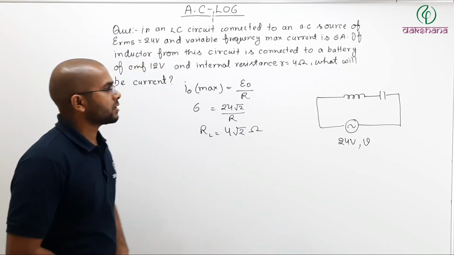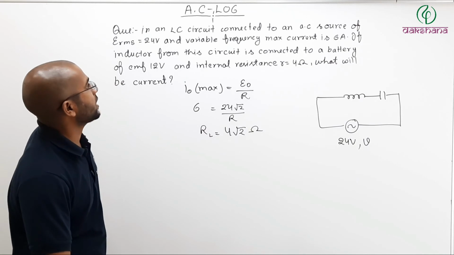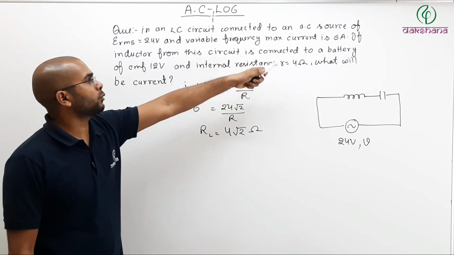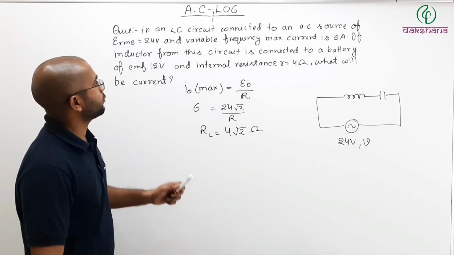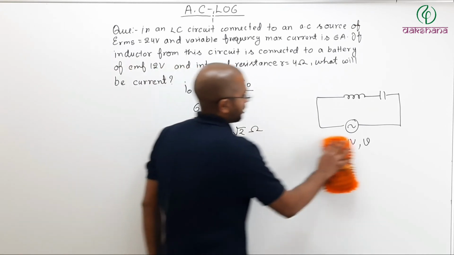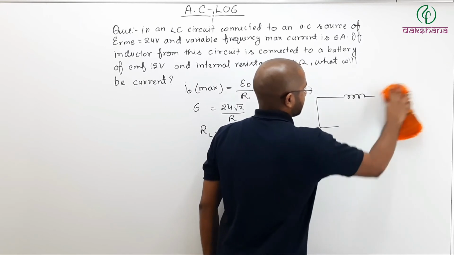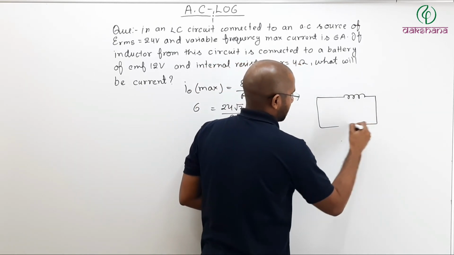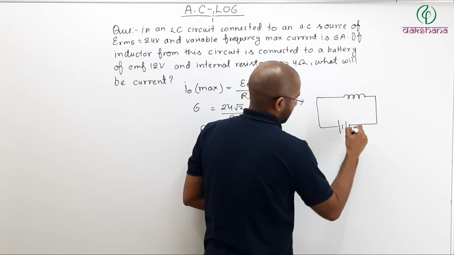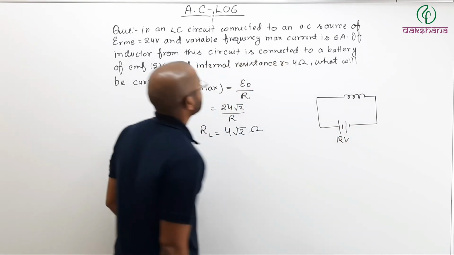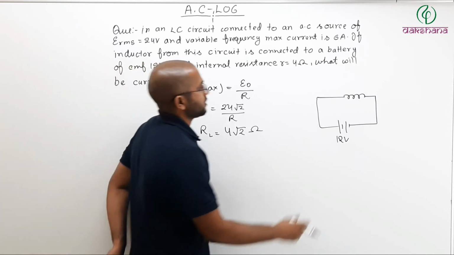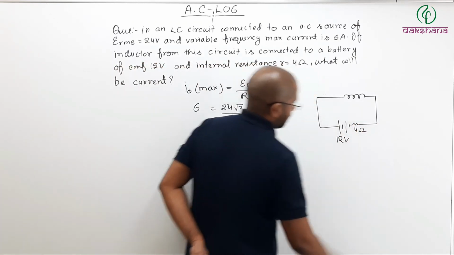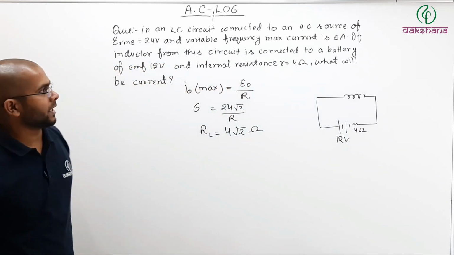Since the wire itself has some resistance, what are they saying now? If the inductor from this circuit is connected to a battery of EMF 12 volt, let us remove this and connect this to a battery of 12 volt and internal resistance 4 ohm. There is an internal resistance of the battery, 4 ohm. The battery is also not ideal.